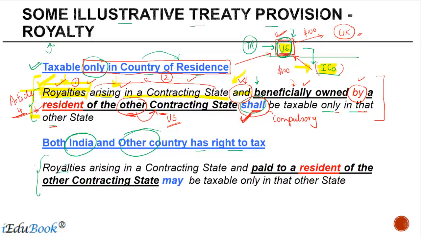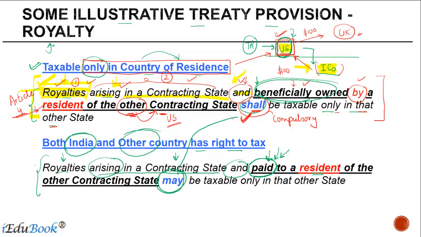Royalties. How do you identify royalty? You look at the definition of royalty in Article 12, arising in a contracting state. Again, if within Article 12 it is given when royalty would arise, go by that. Else, look at the provision of the Act or the normal interpretation which is there. And paid to a resident of the other contracting state. Now there's a small bit of a difference here. I'll just come to this in a short while. But barring this word paid, it is same over here. Here it was written that it is beneficially owned by. Here it is written that it is paid to a resident of the other contracting state may be taxable.